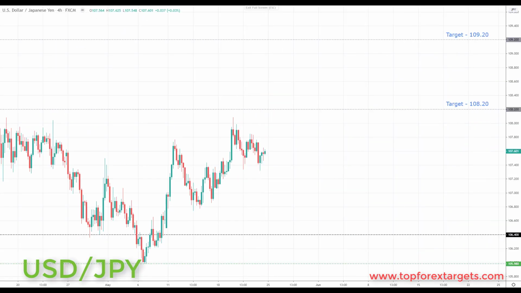So the next market we're going to look at is US dollar Japanese yen. Now, last week we were looking for further advances to the upside, and this was actually one of the better markets to trade last week, to the upside, the US dollar Japanese yen. We came very close to the target set at 108.20, and we started to correct.